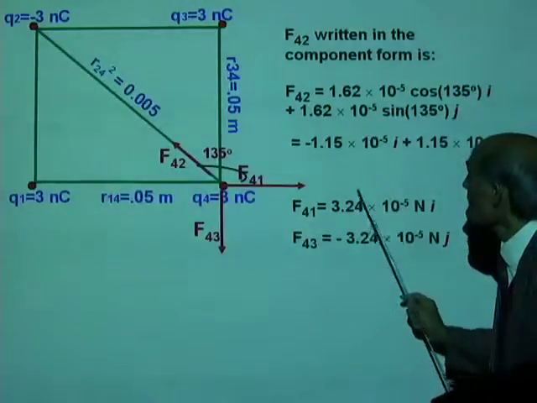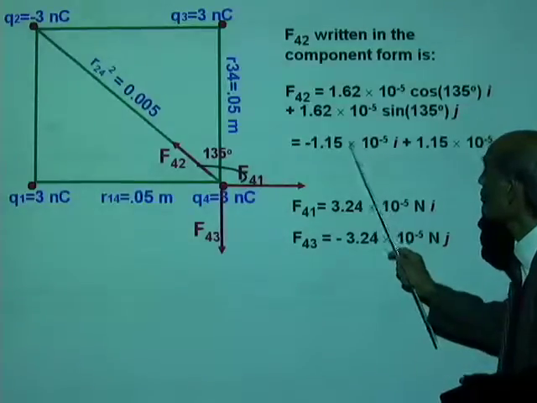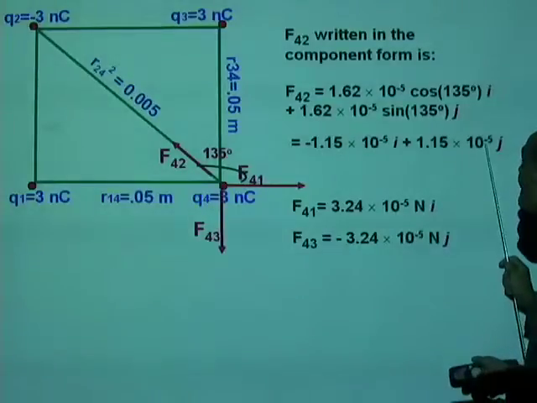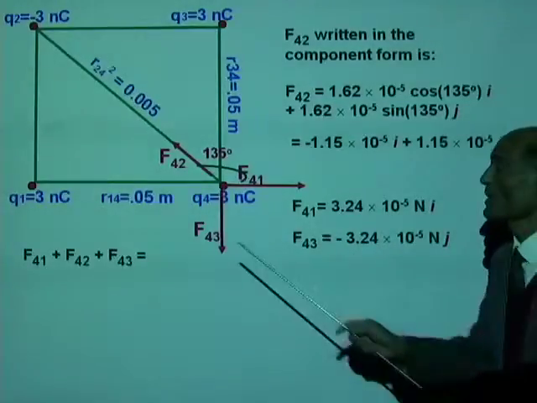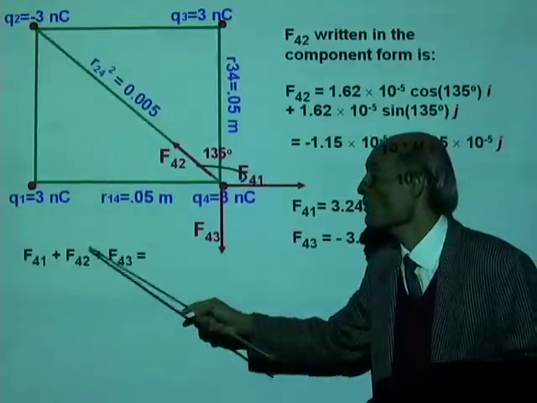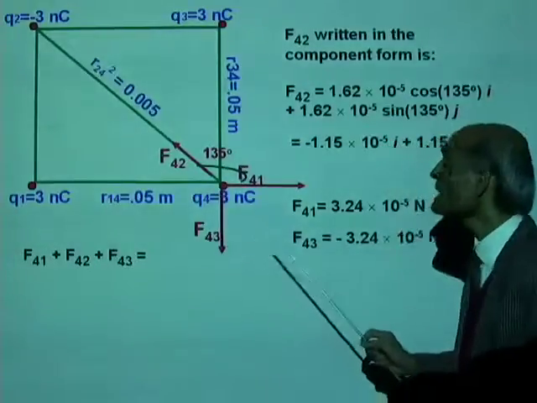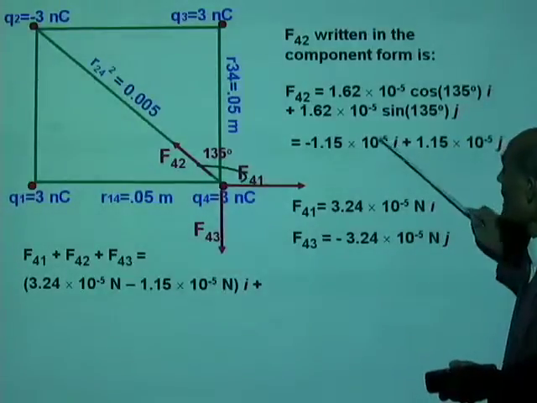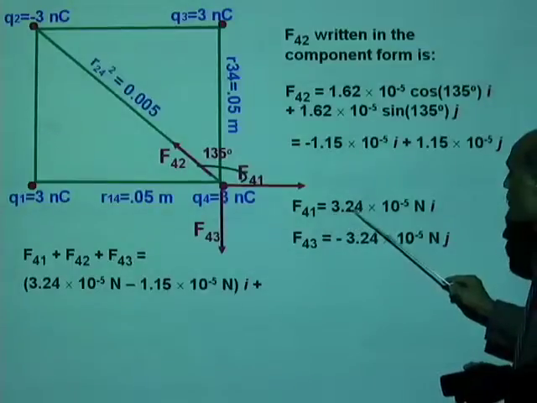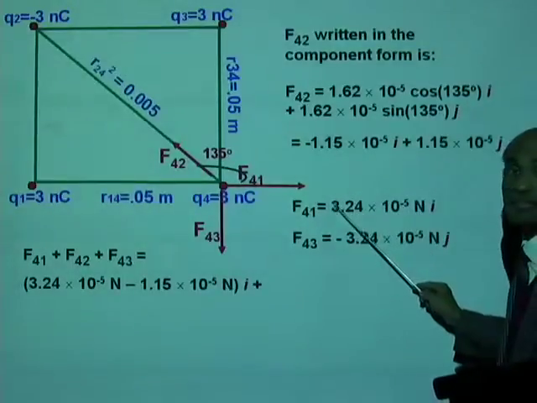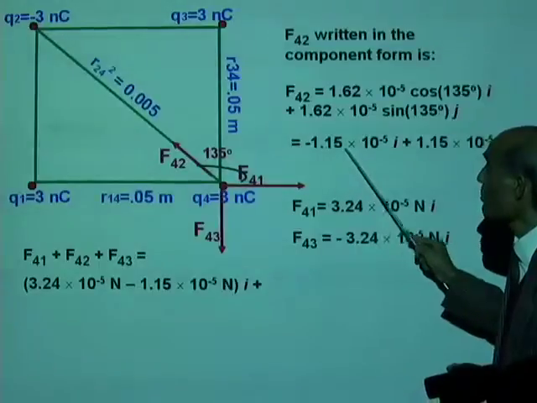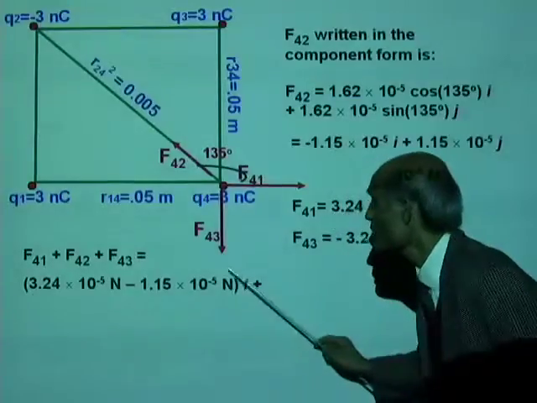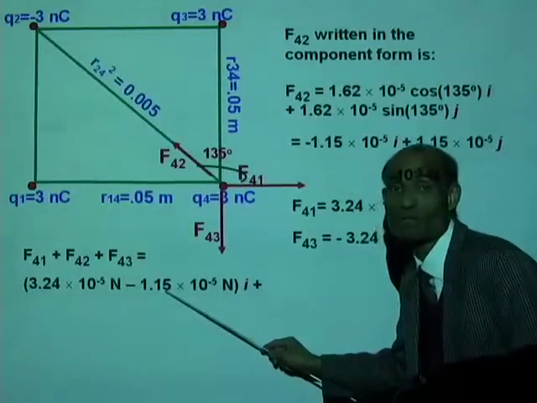What you should do is add the x components, that means the ones that contain the i, and then add the ones that contain j. So F41 plus F42 plus F43 equals, I want you to watch the way I write it. Now the i component, I write it like this: 3.24 times 10 to the negative 5, that is positive, minus 1.15 times 10 to the negative 5 i. You see that? This is the total x component.